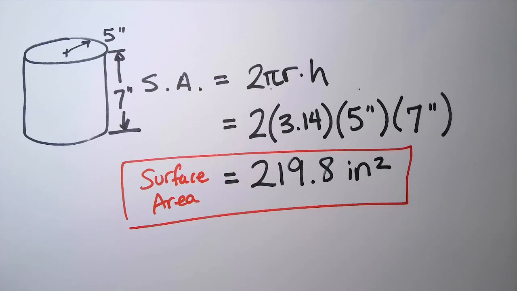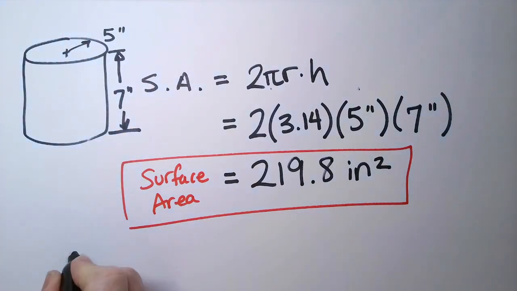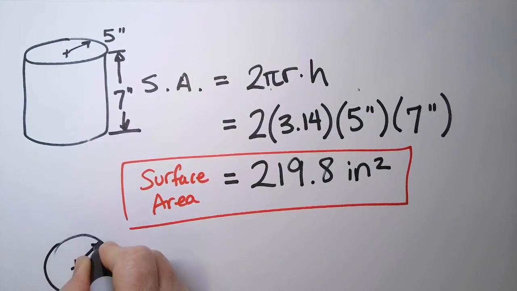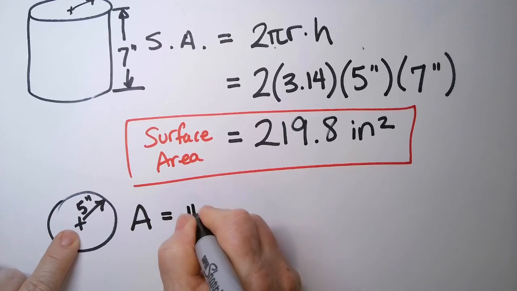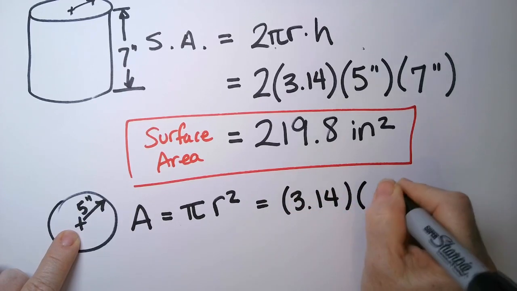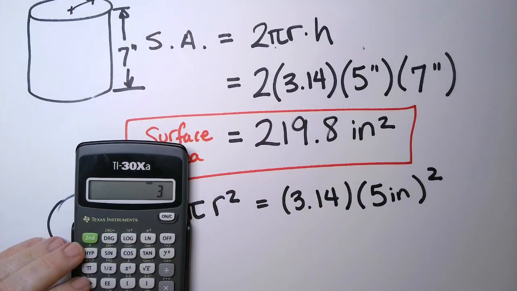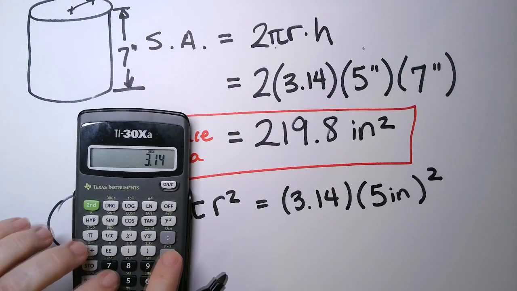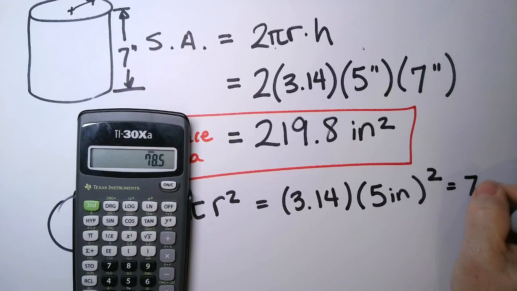Let's say we do want to add the end caps now. How do we do that? We need to take the area of a circle, and this circle is still 5 inches, that hasn't changed. So my area of one circle is pi r squared, which is 3.14 times 5 inches, and then we're going to square that. So that's going to look like 3.14 times 5 times 5. So I have 78.5 square inches.